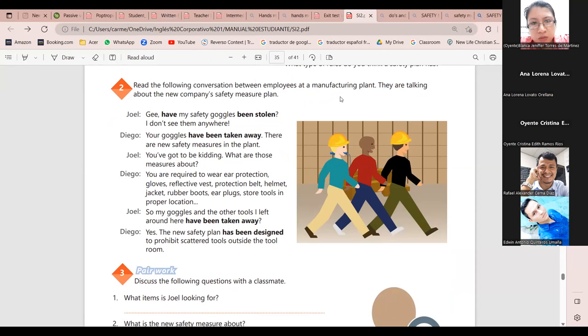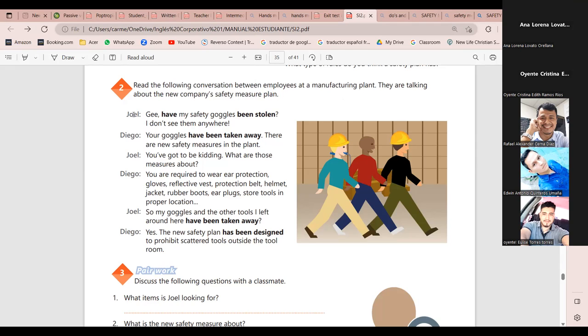Okay, I will read it again, and I will read it slower, okay? It says, gee, have my safety goggles been stolen? I don't see them anywhere. Your goggles have been taken away. There are new safety measures in the plant. You've got to be kidding. What are those measures about? You are required to wear ear protection, gloves, reflective vest, protection belt, helmet, jacket, rubber boots, ear plugs, store tools in proper location. So my goggles and the other tools I left around here have been taken away? Yes, the new safety plan has been designed to prohibit scattered tools outside the tool room.